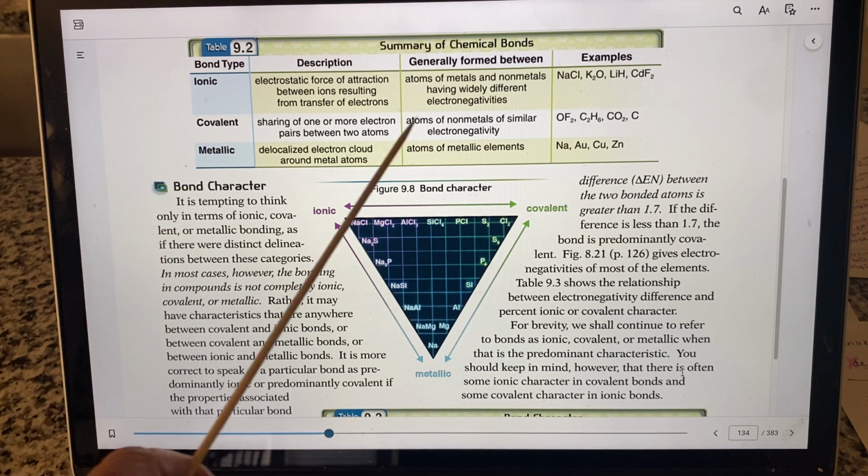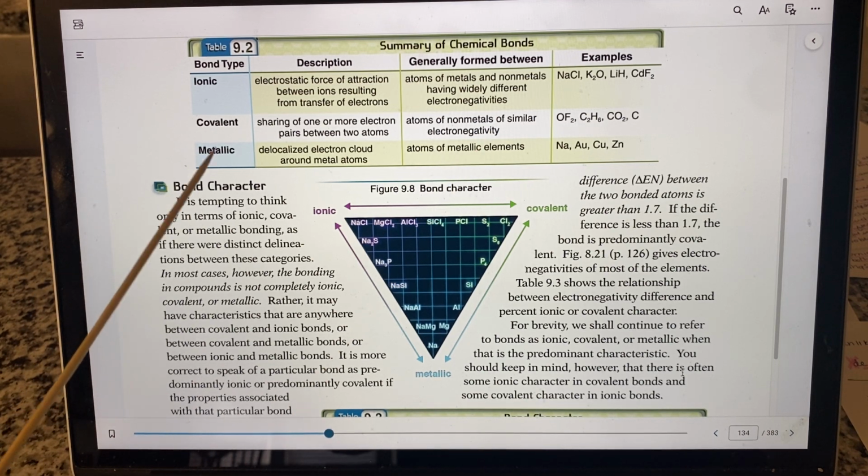These covalent bonds are usually between nonmetals of similar electronegativity. Electronegativity basically means how strongly atoms attract electrons. So that's sharing. Metallic is that delocalized electron cloud around metal atoms, which many atoms share. The electrons flow freely; delocalized means they're not in one locality. They're delocalized electrons flowing through, and those are the atoms that are metals.